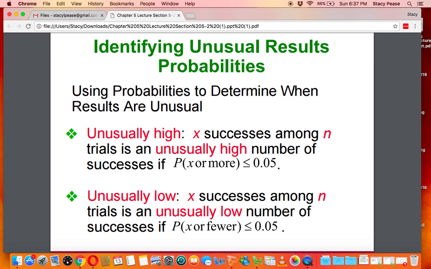And the general rule of thumb for calling something unusually likely or unusually unlikely to have happened is kind of a 5% rule. So if something has a probability of 0.05 or 5% or less, you would call that unusual. And if something has a probability of greater than 0.95 or 95%, we would call that unusual as well, because it's an unusually high number of successes.